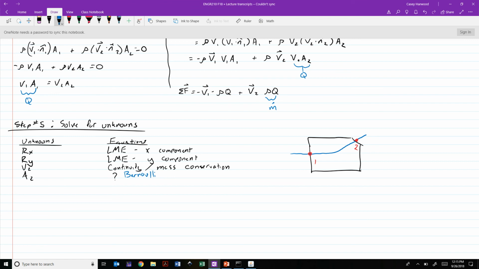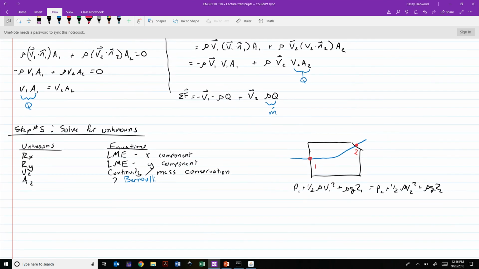So we're going to go ahead and invoke Bernoulli to give us one more tool to work with here. So this is where I say this is sort of an iterative process. You state your governing equations, you simplify them, you see whether you have enough to deal with your unknowns. If you don't, you've got to find another equation. So in this case, we can very quickly apply Bernoulli between these two points, by saying P1 plus 1/2 rho V1 squared plus rho g Z1 is equal to P2 plus 1/2 rho V2 squared plus rho g Z2.